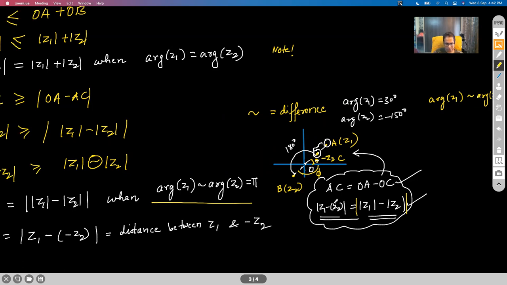That's what I wrote, no? Oh, I think minus sign, yeah. Correct, yeah. Z1 minus minus Z2. Clear?